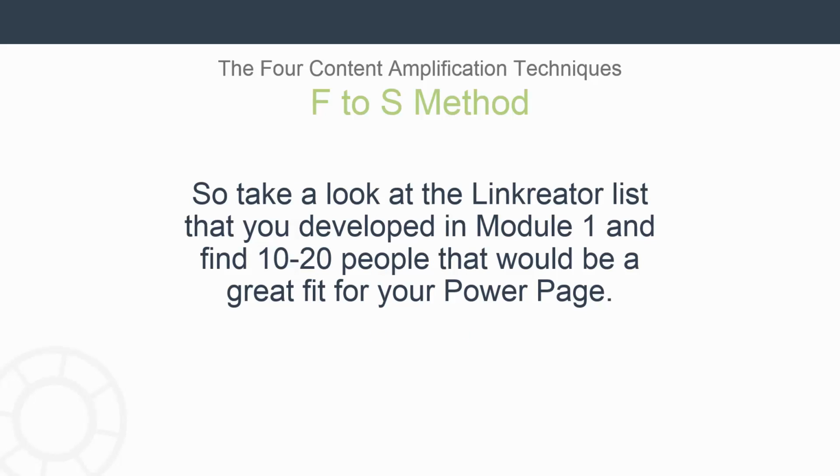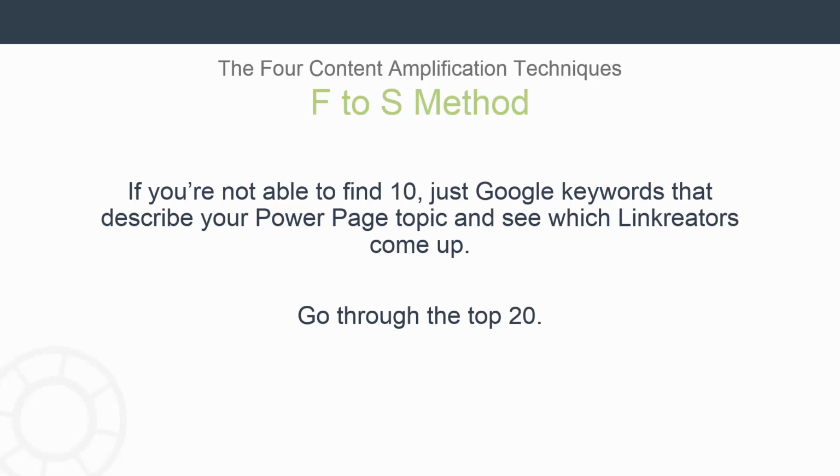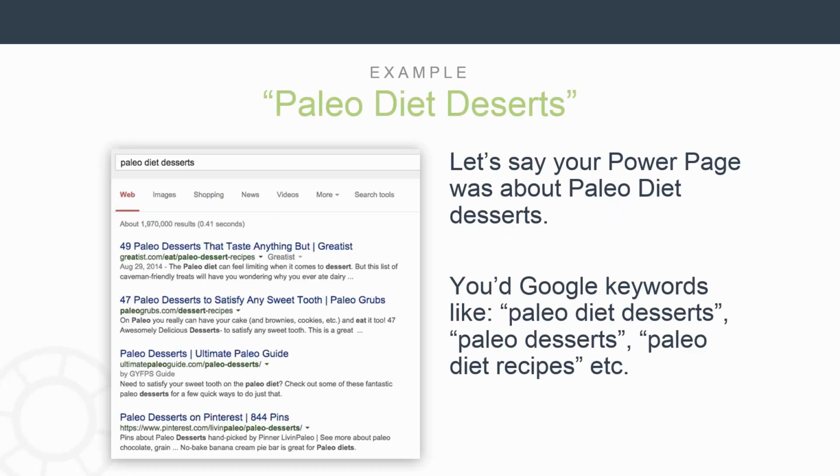So what you want to do is take a look at the link creator list that you developed in Module 1 and find the 10 to 20 best people that would be a great fit for your Power Page. Now, if you're not able to find 10 or 20, it's no big deal. You can just Google keywords that describe your Power Page topic and see which link creators come up as you go through the top 20.